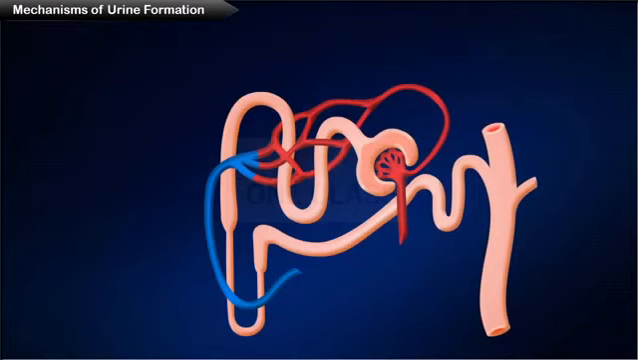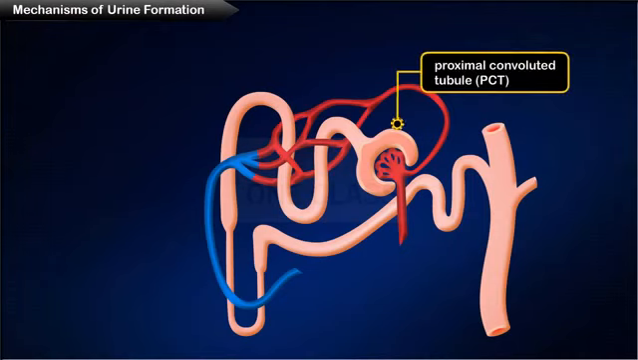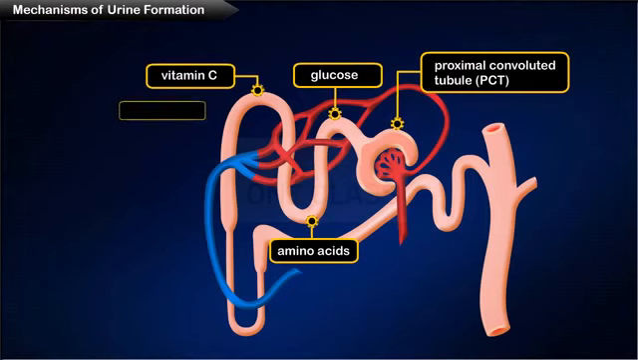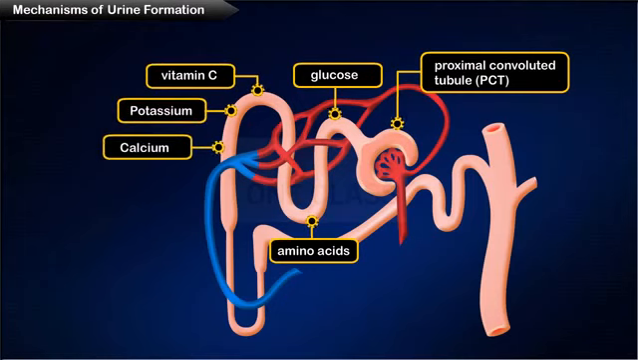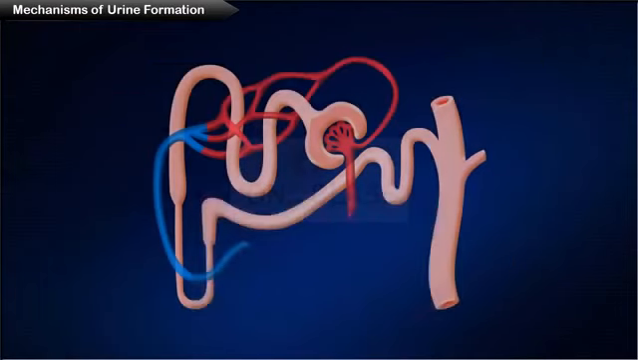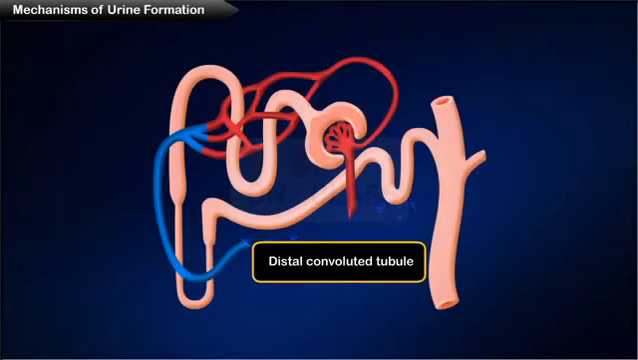The useful substances present in primary urine are reabsorbed into the peritubular capillaries from the proximal convoluted tubule, or the PCT. These are glucose, amino acids, vitamin C, potassium, calcium, sodium, chlorides, and 75% of water. The distal convoluted tubule allows some amount of selective reabsorption.